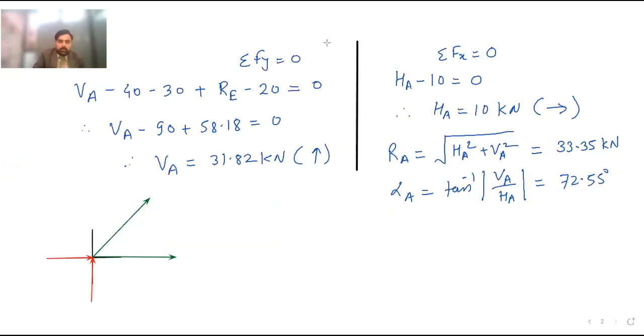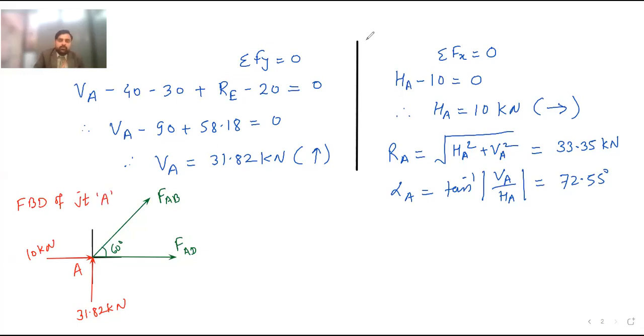So this is the member FAD. This is the force in member FAB. This angle is 60 degree. Then the value of VA is 31.82 kilonewton. Value of HA is 10 kilonewton. So this is the point A. Free body diagram of joint A. This is the FBD of joint A.